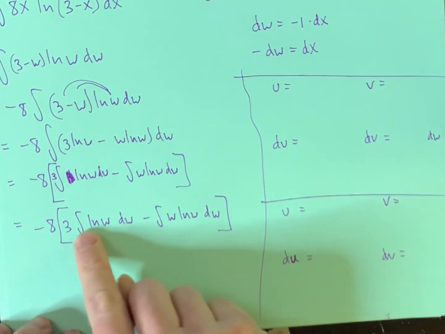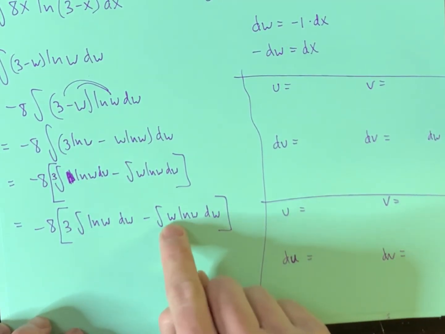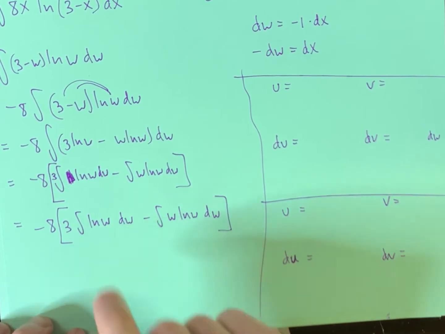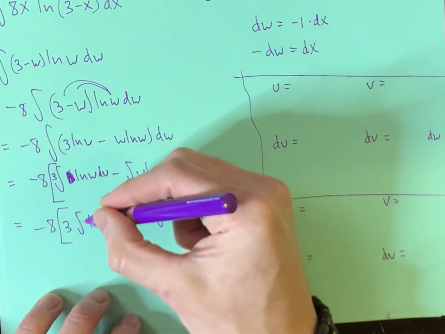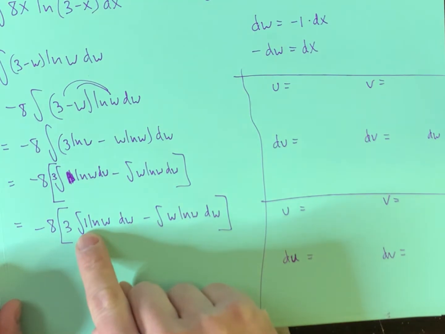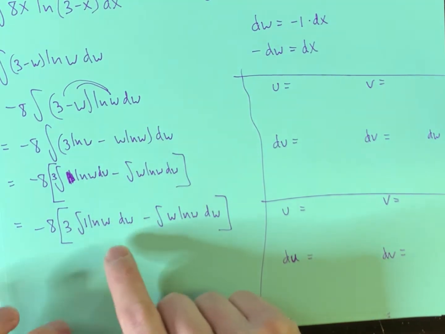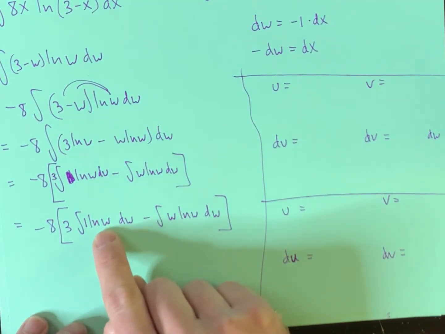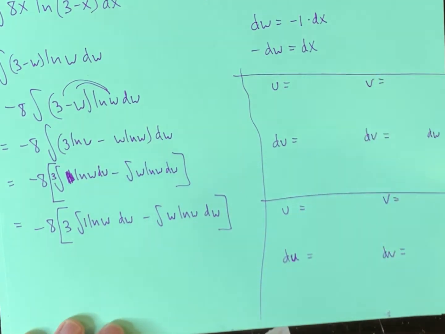Now, usually I have two functions, like here, there's two functions, but in this one, there's only one function, unless you think of the number 1. So I put a 1 so that I have two things. I have 1, and then I have ln w. One of them is going here, and the other is going there.